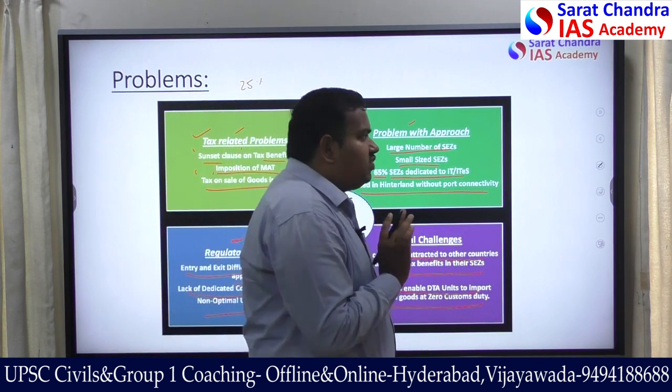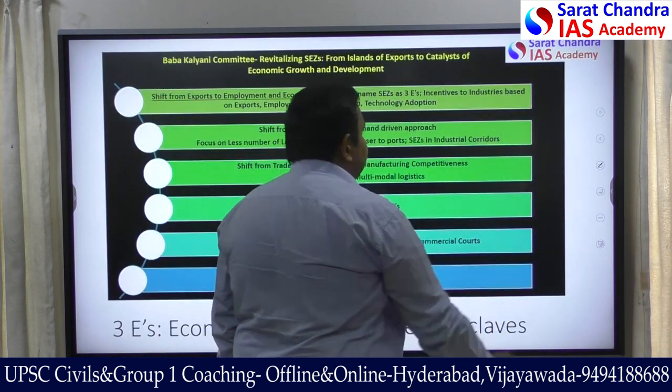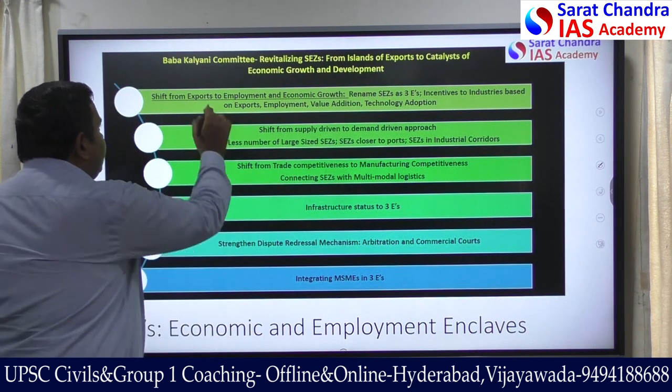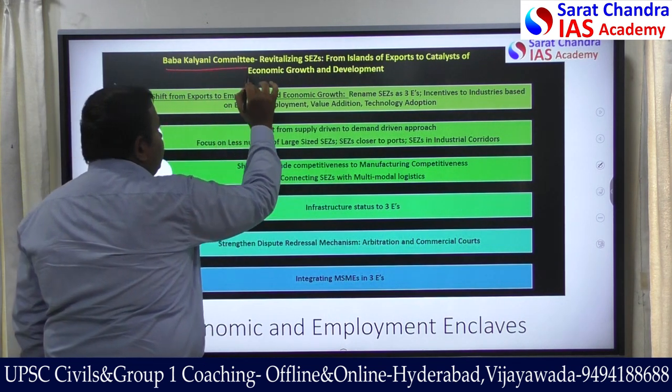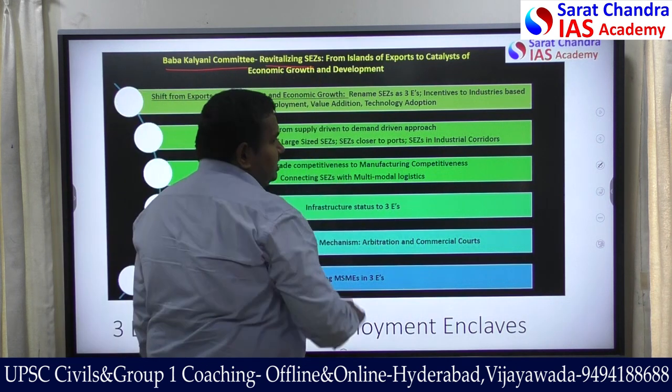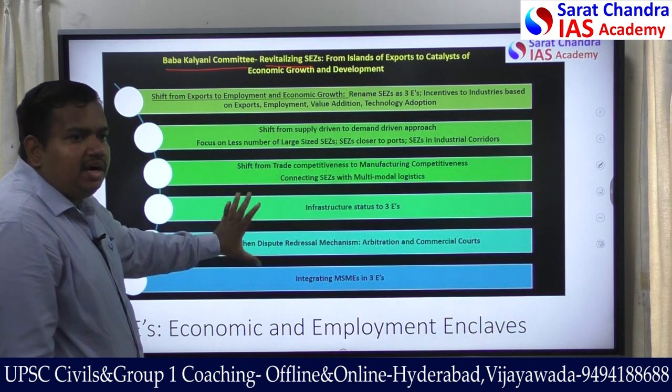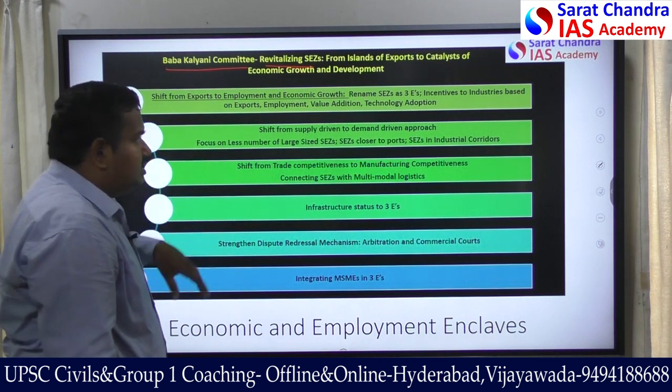Okay, so these are some of the problems associated with SEZs in India. Now, what are the solutions? So, one committee called the Baba Kalyani Committee for revitalizing SEZs, and they have given some recommendations. What needs to be done with respect to SEZs?